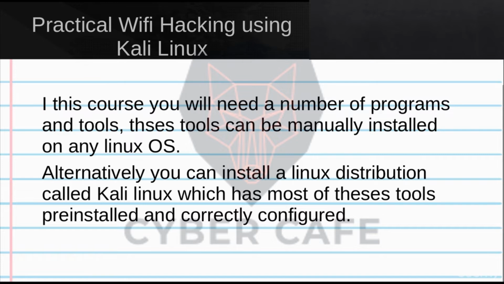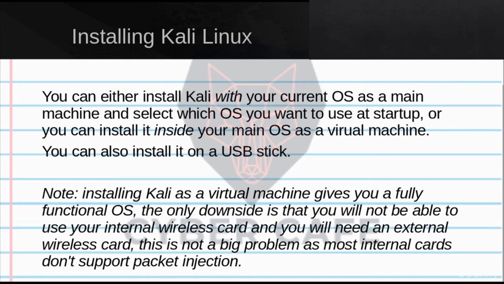You can install Kali Linux as a main machine, so you can dual boot it with Windows or Linux or Mac OS or whatever you have as a main machine, and you select between the operating systems at boot, or you can install it as a virtual machine. I'm going to be installing it as a virtual machine. I'd like to note that installing Kali Linux as a virtual machine doesn't make it any less useful than a main machine. You'll have all the tools, all the functionality of a main machine.